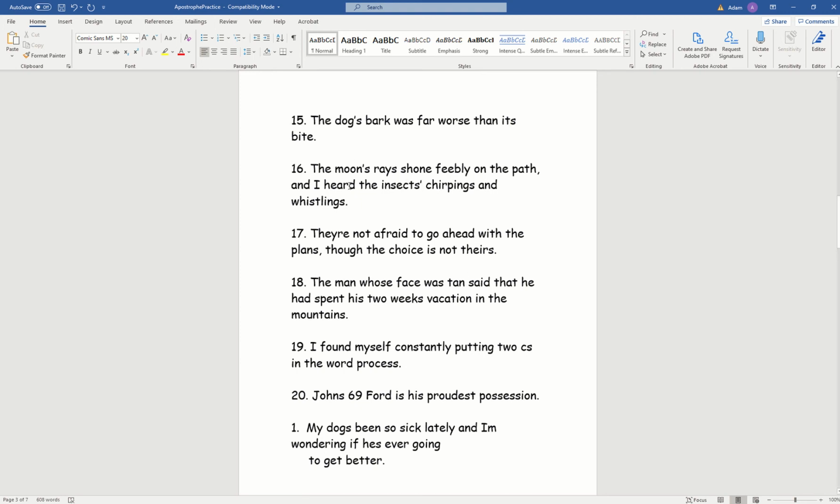And if you're doing exercises like this and it's not clear, you can't get it wrong. You would just explain that, nope, I'm talking about multiple insects, or if it's before the S, I'm talking about one insect. And then where does the apostrophe go? In chirpings and whistlings? Nowhere. No possession, no apostrophe.